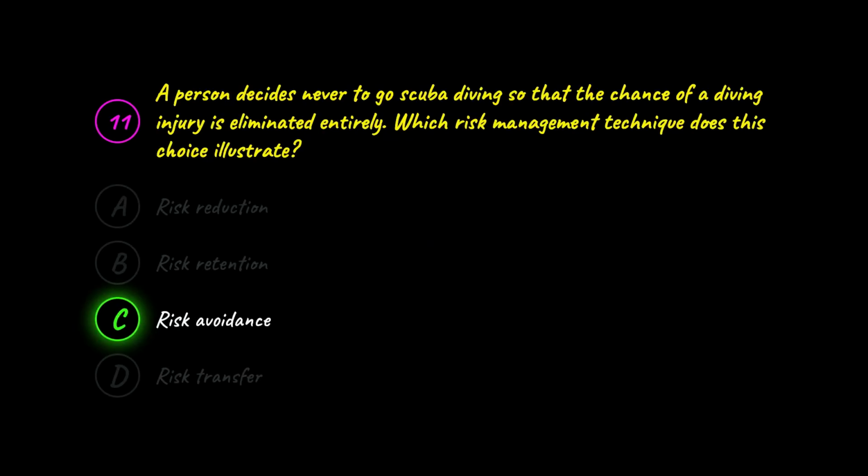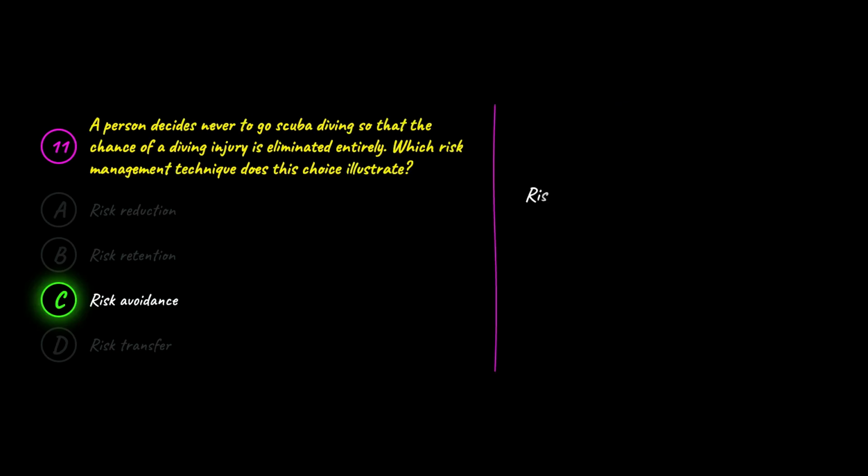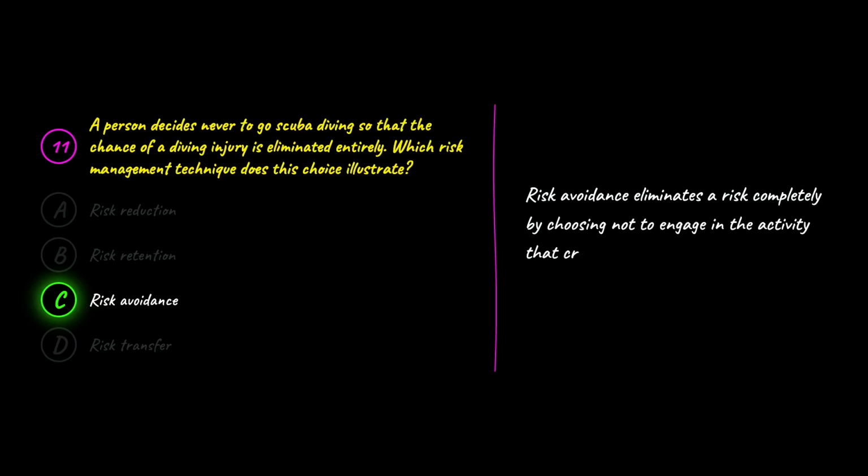The correct answer is C. Risk avoidance. C is correct because risk avoidance eliminates a risk completely by choosing not to engage in the activity that creates it. Refusing to dive at all removes that injury exposure entirely.